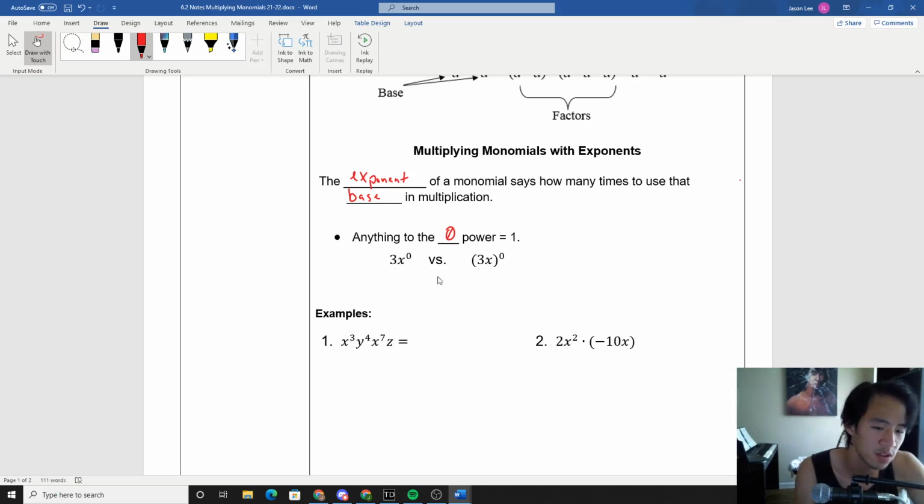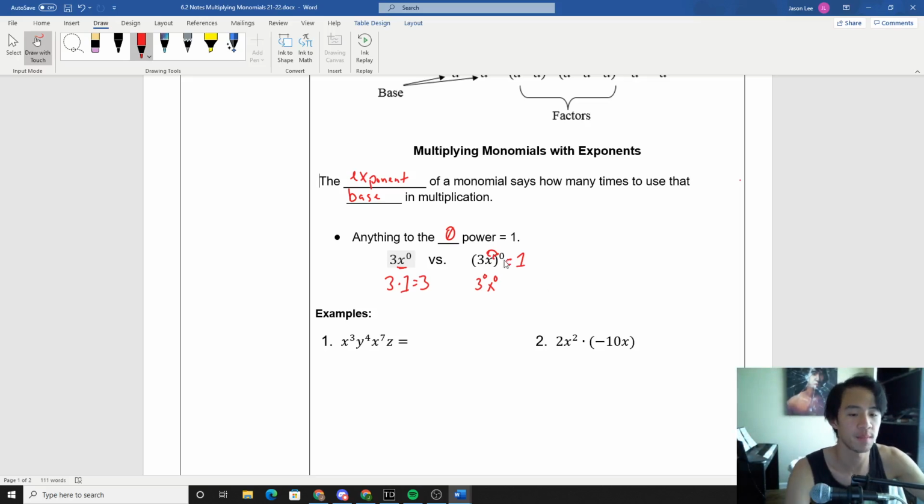And notice how these two things are actually different, because in the first one, the x is only raised to the 0 power, not the 3. So this would actually be 3 times 1, which is 3. But this over here, it's 3x raised to the 0 power. So this whole thing is just 1. You could even distribute this to be 3 to the 0 times x to the 0, but I don't know if you've seen that. So this would be 1 times 1.